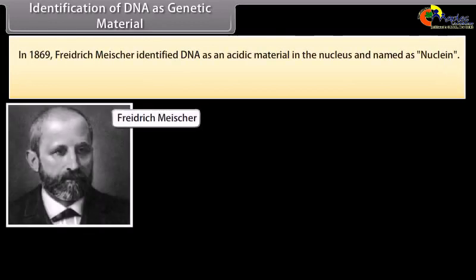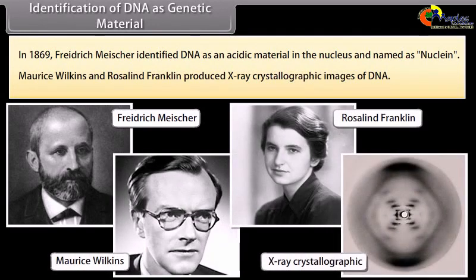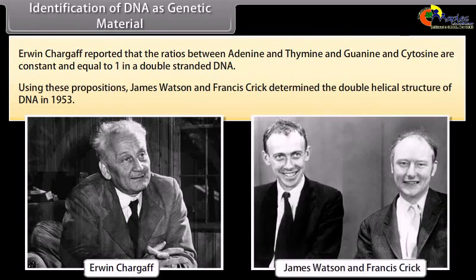Identification of DNA as genetic material. In 1869, Friedrich Miescher identified DNA as an acidic material in the nucleus and named it nuclein. Maurice Wilkins and Rosalind Franklin produced X-ray crystallographic images of DNA. Erwin Chargaff reported that the ratios between adenine and thymine and between guanine and cytosine are constant and equal to 1 in a double-stranded DNA. Using these propositions, James Watson and Francis Crick determined the double helical structure of DNA in 1953.